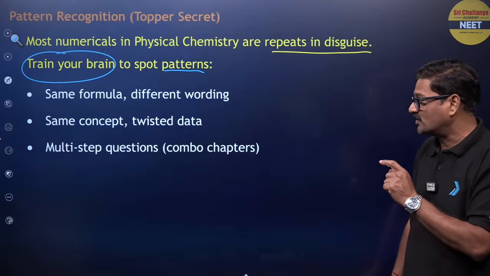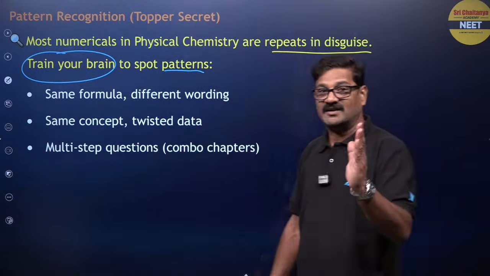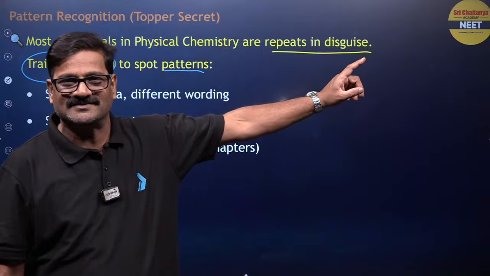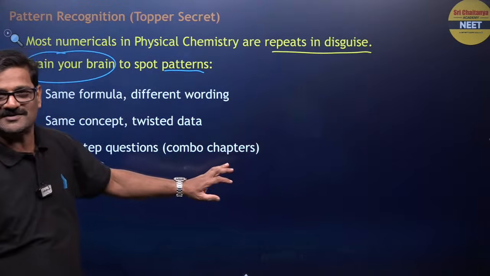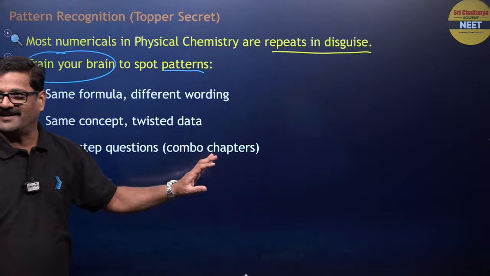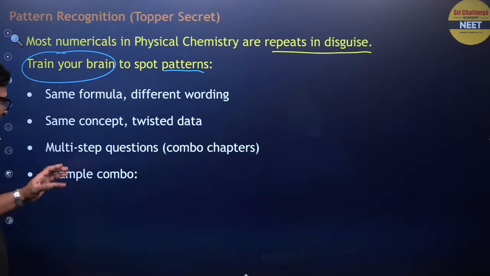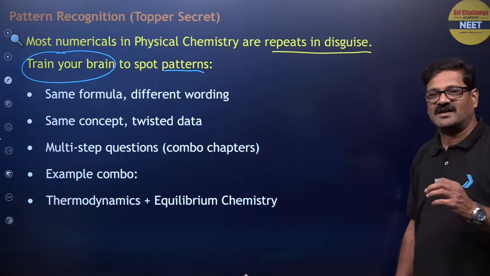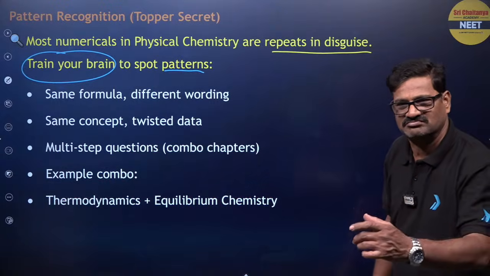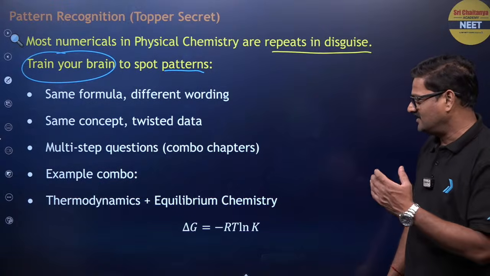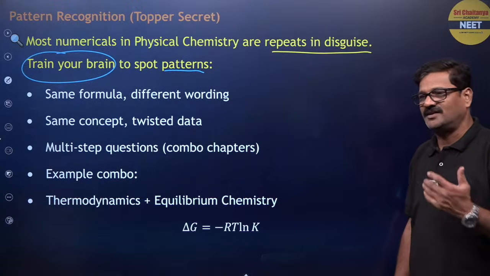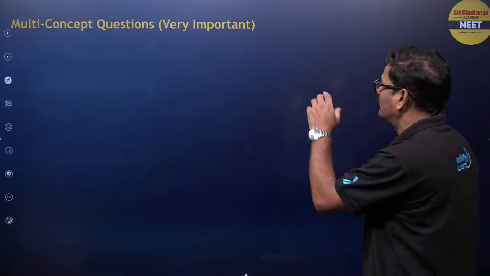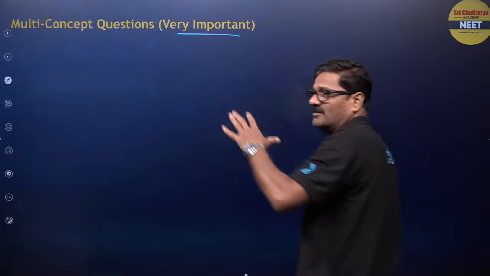And also multi-step questions, combo chapters. When I want to calculate delta G, I have to use electrode potential in electrochemistry. Right, I am going to show you those formulas as well. Any doubt, bacho? And for example combos, you can say here thermodynamics and equilibrium: delta G is equal to minus nFE cell, and delta G is equal to minus RT ln K, the equilibrium constant. Okay, multi-concept questions are very important. They are very important to become a topper, beta.